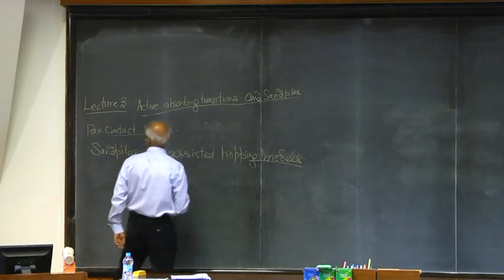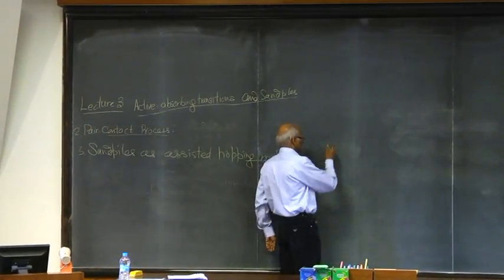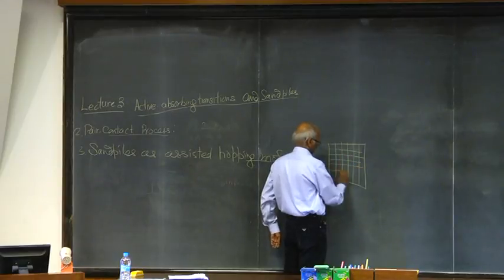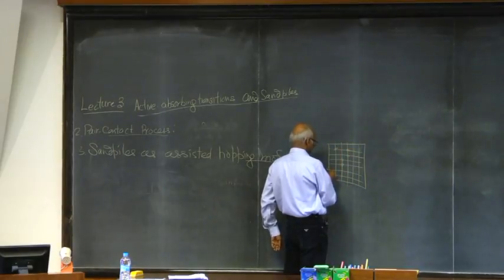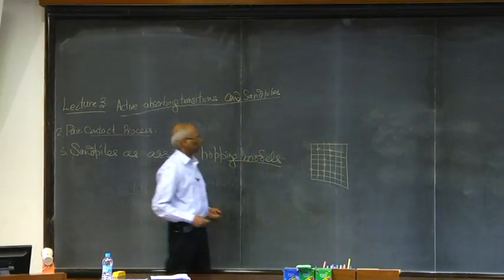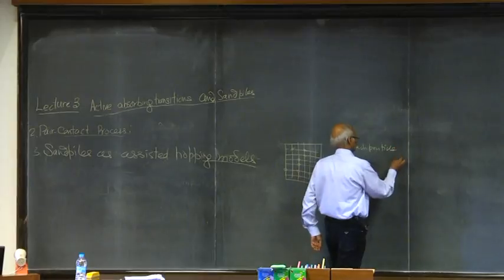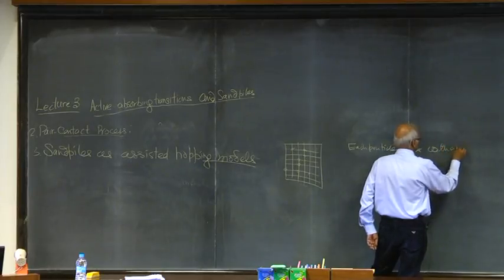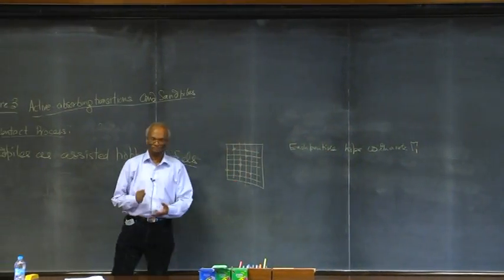Okay. So, I will define the problem as follows. You take a two-dimensional lattice. You have particles. Maybe you can have more than one particle at a site. And these particles hop around. Each particle hops with a rate gamma 1 to a nearest neighbor site.